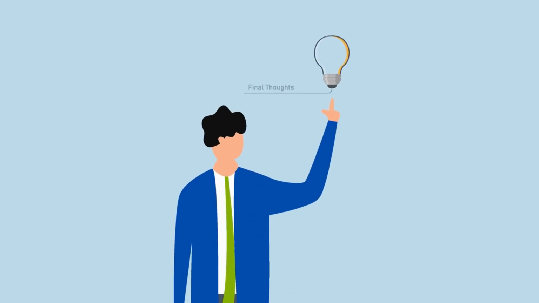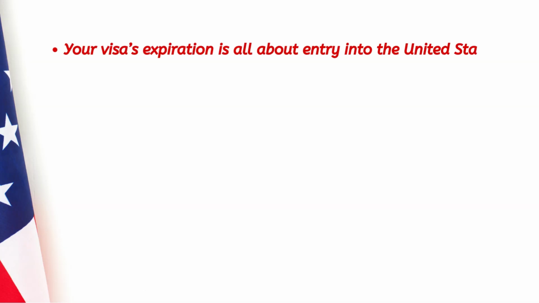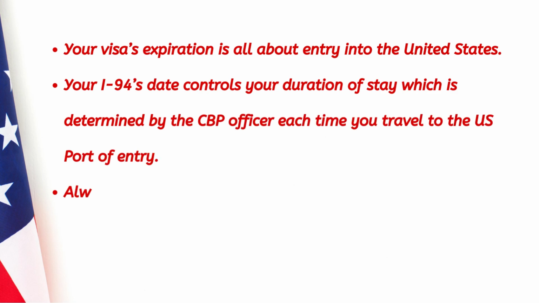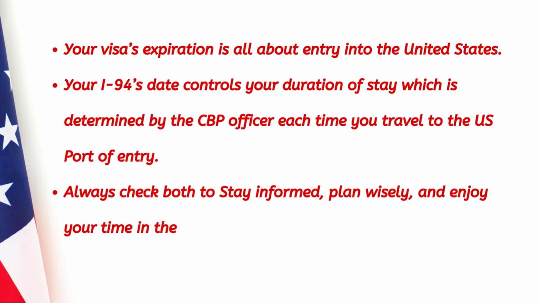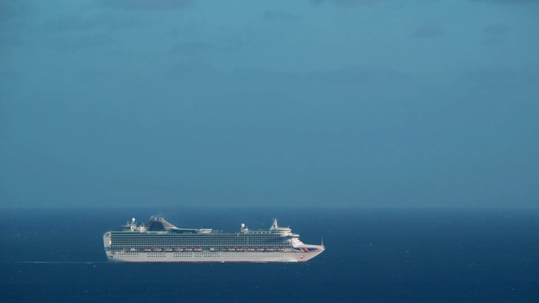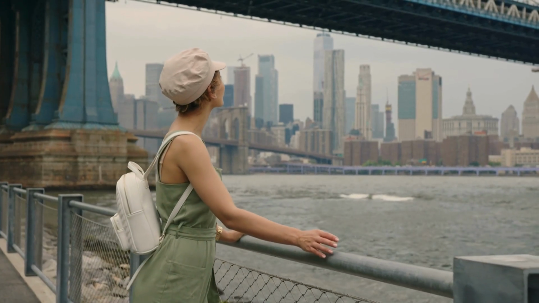So friends, in conclusion, your visa's expiration date is always about your entry into the United States, while your I-94's date controls your duration of stay and the last day when you have to depart the United States. Make sure to always check both these dates to be informed. Plan wisely so that you can enjoy your time in the United States.